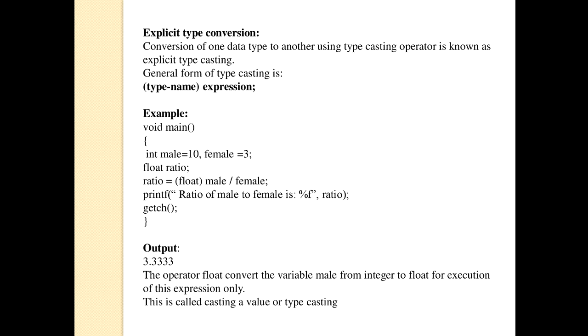After that, I have printed the value of that ratio by using the printf statement with the %f data format specifier, and hence the output will be 3.3333. So the operator float converts the variable male from integer to float for execution of this expression only, and this is called casting a value or typecasting.